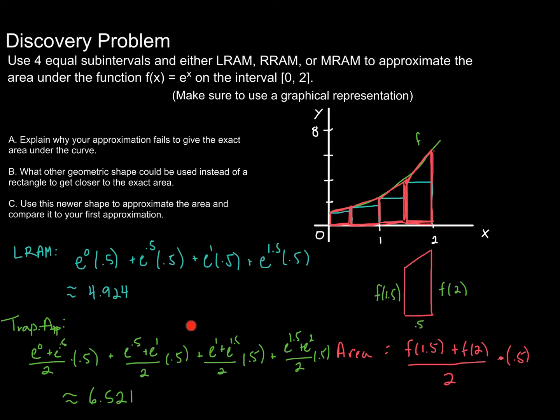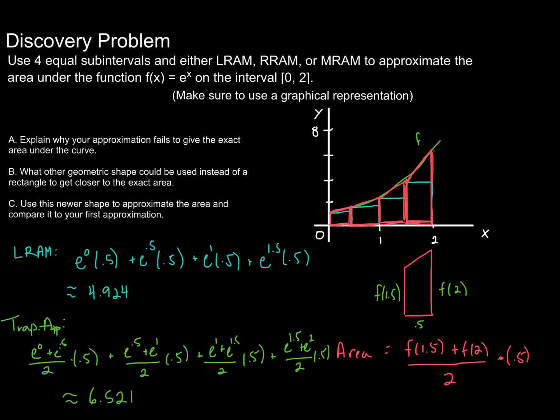And this computation looks like it could be a real pain, but if you notice, this is e to the 0 plus e to the 0.5 divided by 2, and then you're multiplying by 0.5, which is just the same as multiplying by 1/2. So you'll have 1/2 times another 1/2, which is just 1/4, and you'll have a 1/4 multiplied by each of these sums here. So you can factor out a 1/4 from the whole thing, and that would make your computation quite a bit easier if you are looking to be a little more efficient.